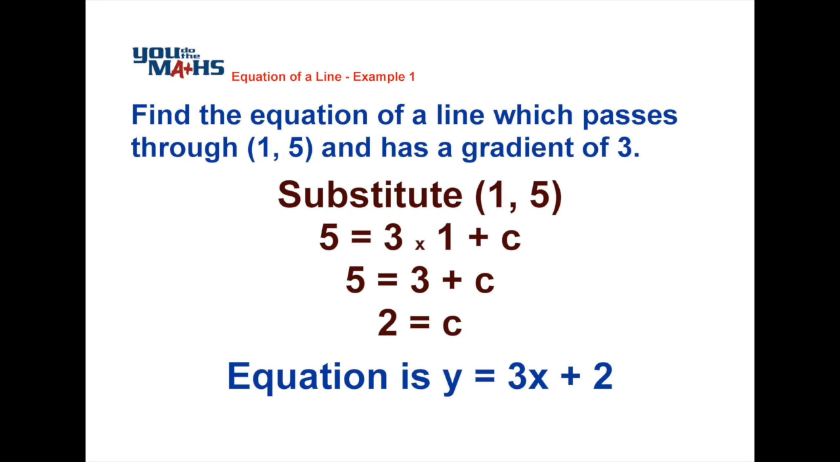So that means our overall equation becomes y = 3x + 2. In other words, put a 2 where the c was. So there's the equation of our line. We've got our gradient and y-intercept, and now x and y represent any point on the line.